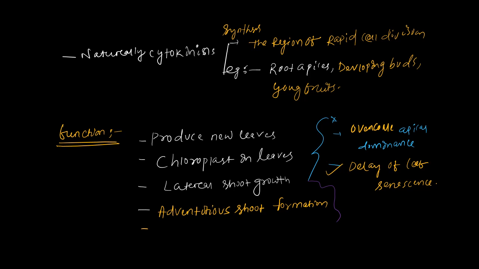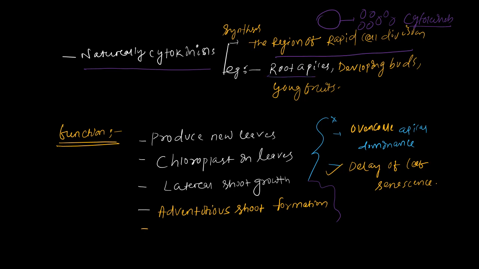Naturally occurring cytokinins are mostly synthesized at growing regions, meaning the cells at the particular region that have high cell division. Cytokinins are mostly found in these regions of cell division: root apices, developing buds and young fruits. At these regions, natural cytokinins are found.